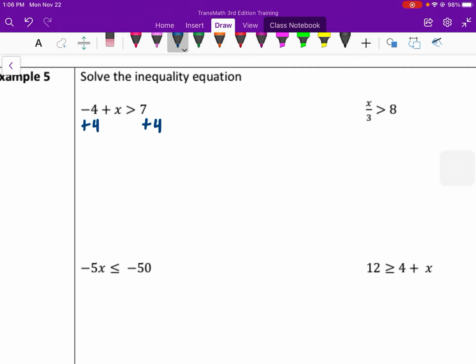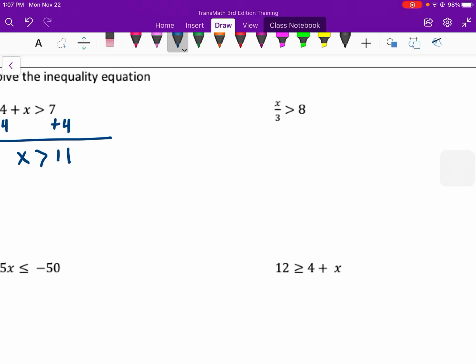I'm going to do that to both sides, so adding 4 to both sides. That's going to leave me with x is greater than 11. And then I'm done. I've gotten my x by itself. So inverse operations: whatever you do to one side, do to the other as well.